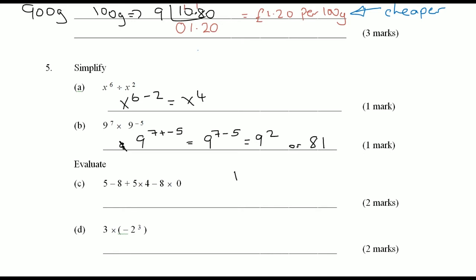Evaluate this. This is a BODMAS question. No brackets. There's no powers in it. Is there any division? There is not. There are two lots of multiplication. There's plus 5 times 4 and minus 8 times 0. So I will write everything else down the same as it is and work this out.